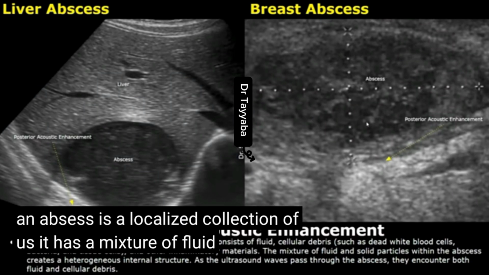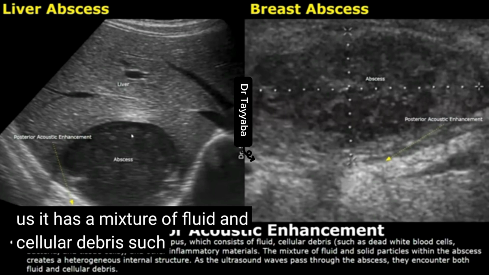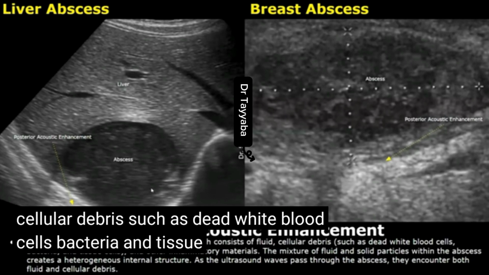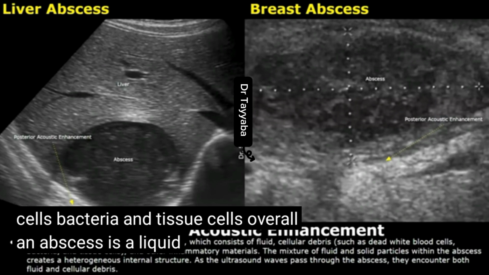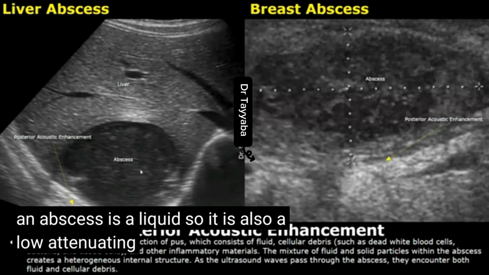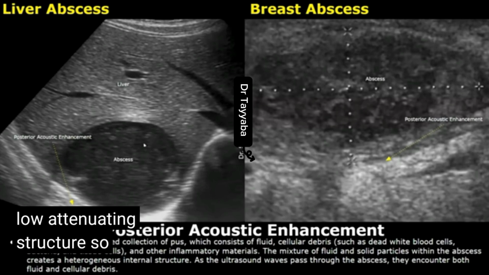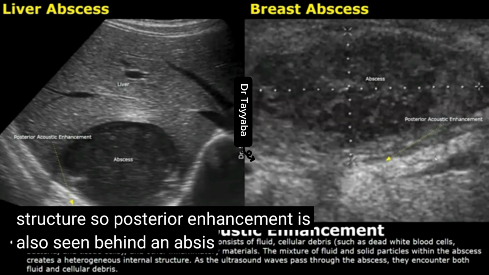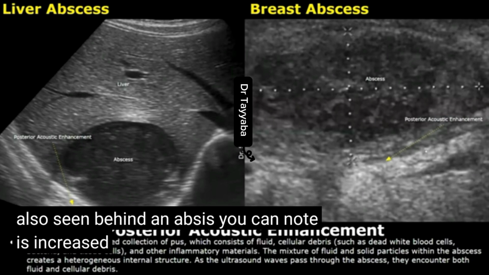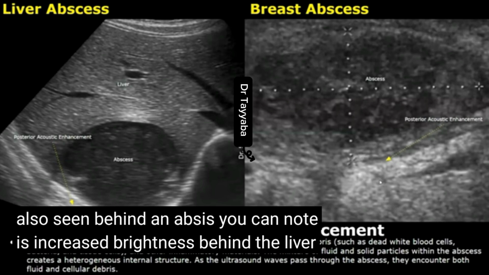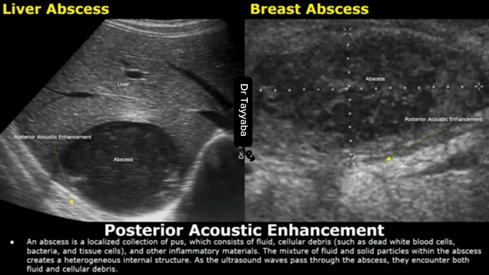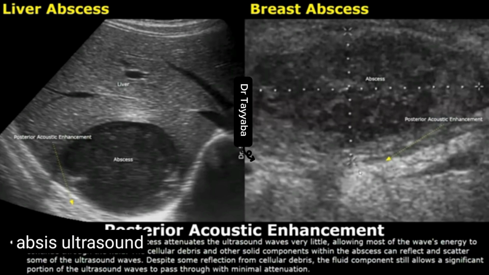An abscess is a localized collection of pus. It has a mixture of fluid and cellular debris such as dead white cells, bacteria, and tissue cells. Overall, an abscess is a liquid, so it is also a low attenuating structure. So posterior enhancement is also seen behind an abscess. You can note increased brightness behind the liver abscess and the breast abscess.